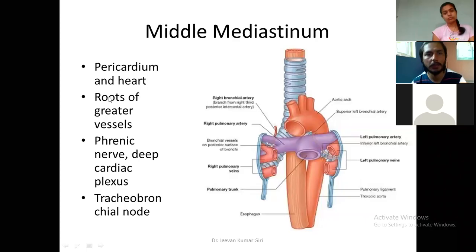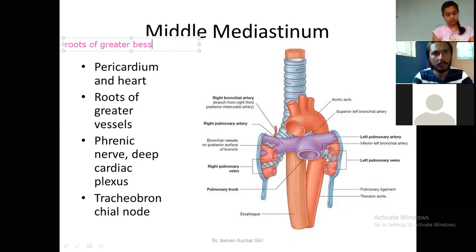Now, what are the root of greater vessels? Here, see. So the terminal part of superior vena cava. Now, what are the root of greater vessels you are going to see here? That is the part of, I write in shortcut, okay? Superior vena cava, you write in full form. Superior vena cava. Similarly, terminal part of inferior vena cava.